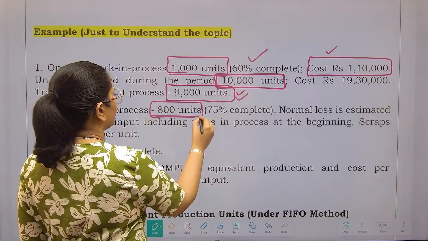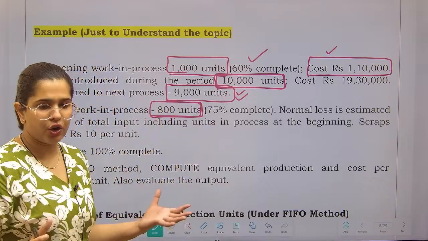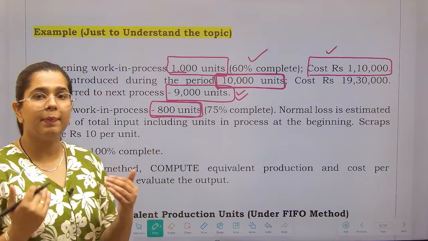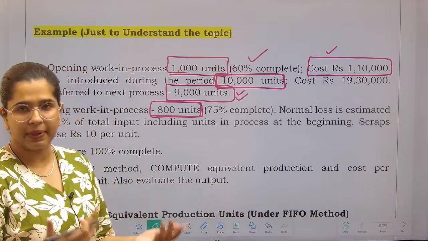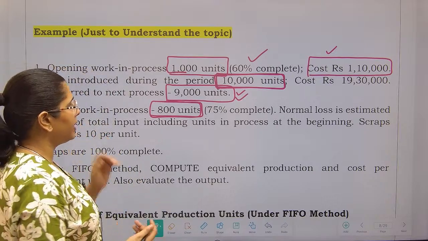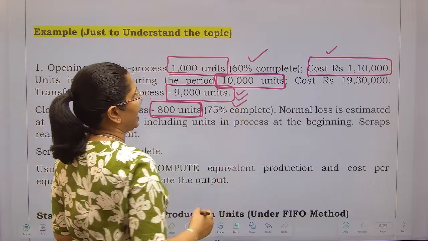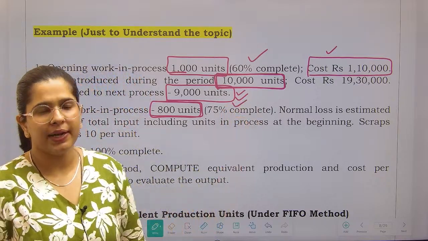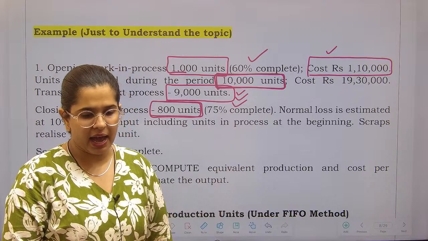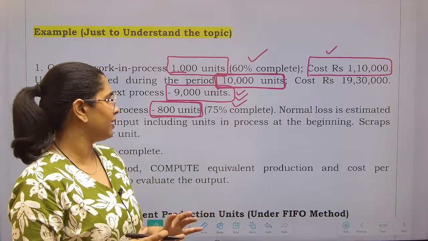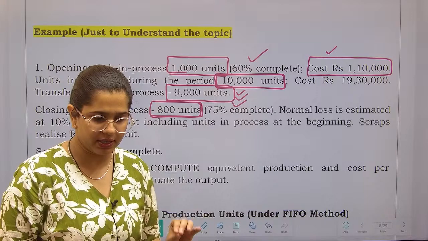That means in this particular process, when I have finished the whole work, 800 units अभी भी process में हैं, जो मुझे अगली बार complete करनी पड़ेगी. These 800 units are 75% complete. That means obviously अगर पूरी complete हो जाती तो finished में ना चली जाती. They are not complete as of now, so that is why we are taking that they are 75% complete.